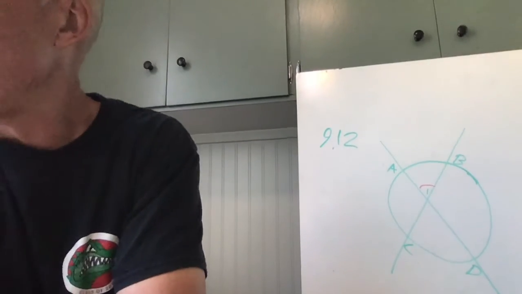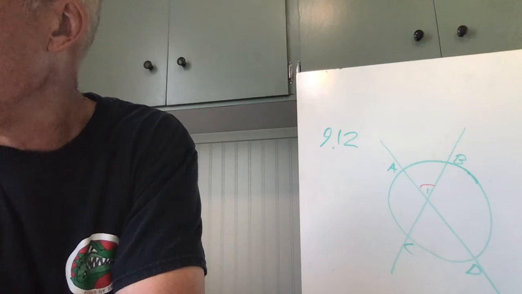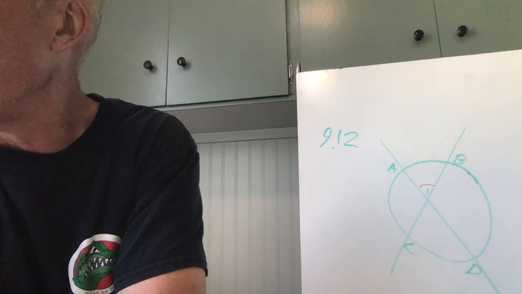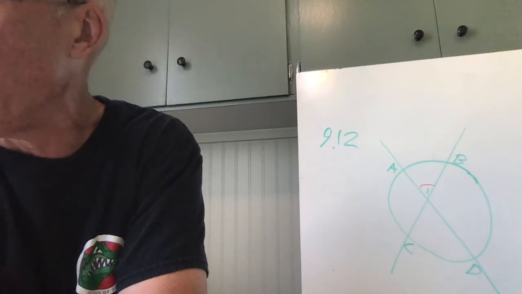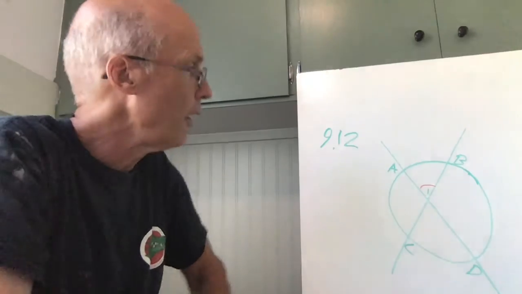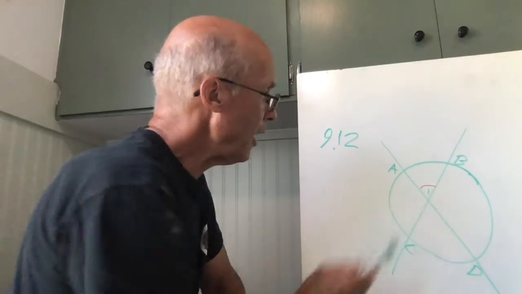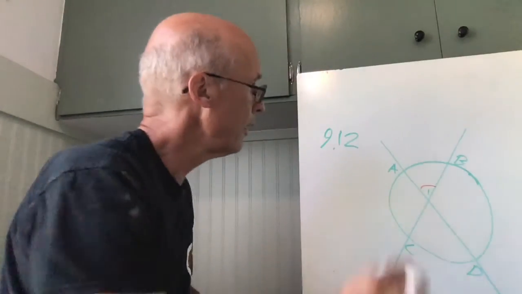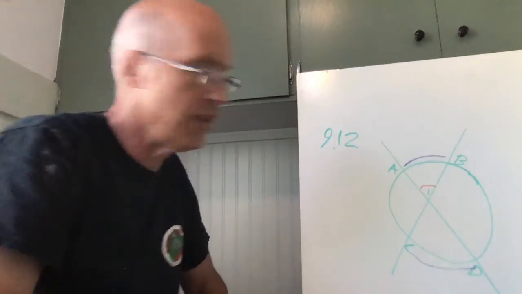It says if two secants or chords intersect in the interior of a circle, then the measure of an angle formed is 1/2 the sum of the measure of the arcs intercepted by the angle and its vertical angle. So, I know that's a mouthful, but it's pretty easy. This angle measure is 1/2 this plus this.